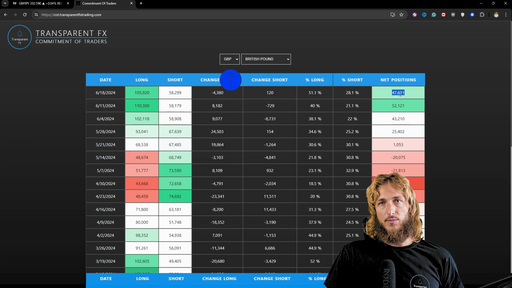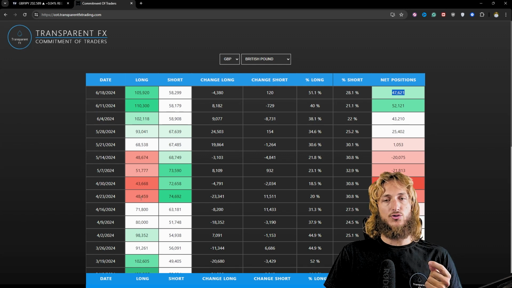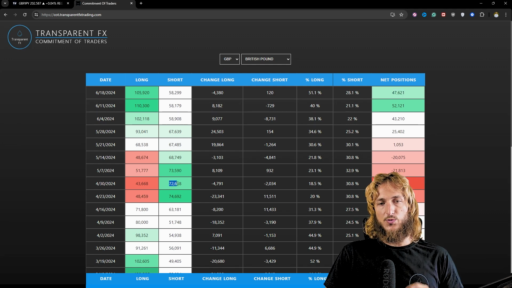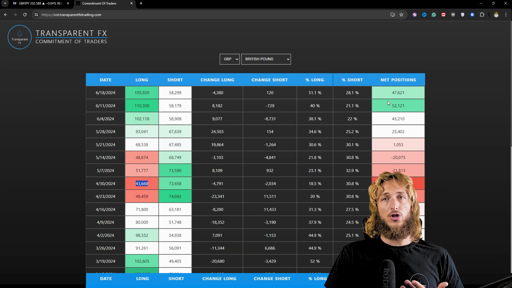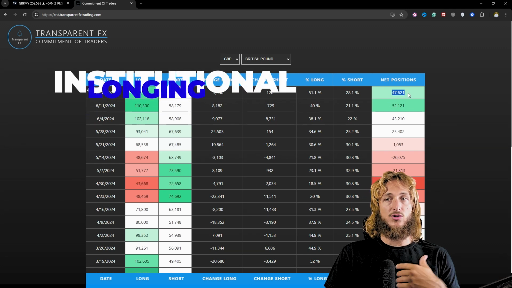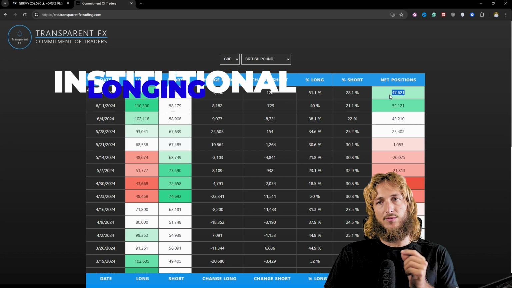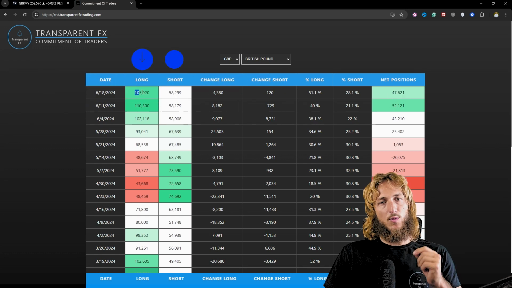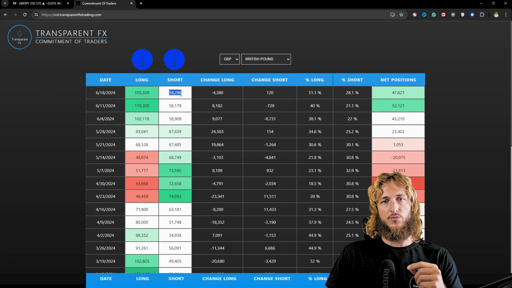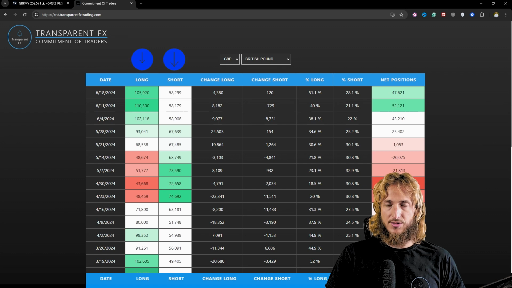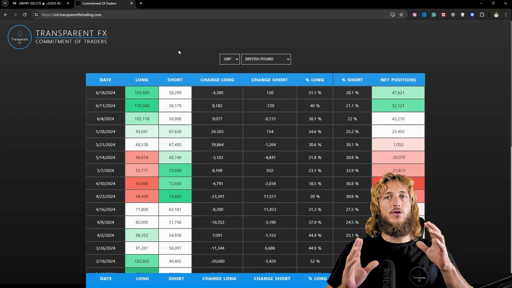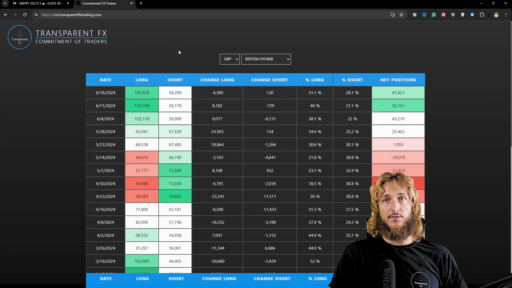Going from a negative to a positive net positioning means that institutions went from having more shorts than longs with 72.6k shorts and only 43k longs, all the way up to now having the complete opposite. So a positive net positioning with 47.6k net positions and 105.9k longs compared to only 58.2k shorts. So clearly institutions have been moving aggressively to the bullish side for the GBP.